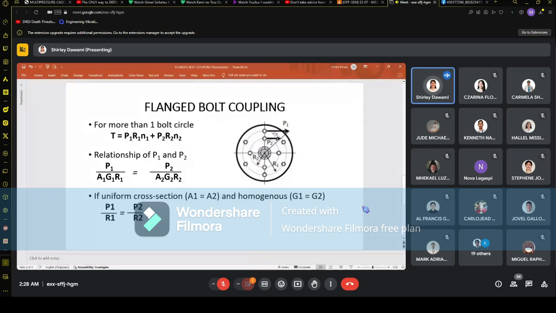So as in the illustration, for more than one bolt circle, you just have to simply add the other P times R times N of the second bolt circle. Of course, for the first bolt circle, you have P1, R1, and N1. And then the second bolt circle has its own P2, R2, and N2. So we just add them to get the total torque capacity of the coupling.